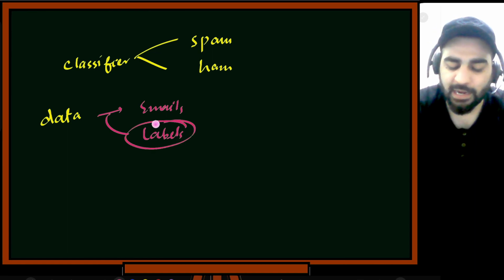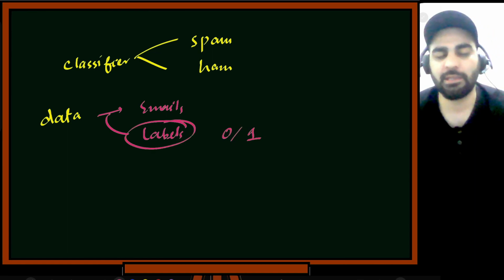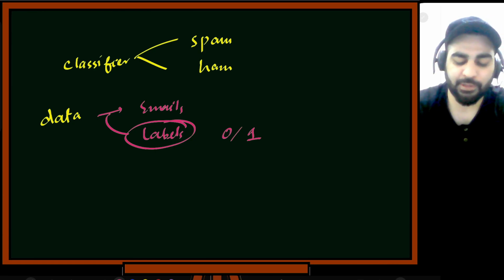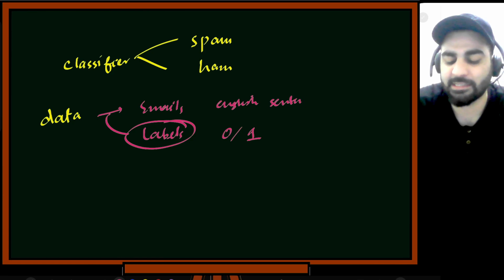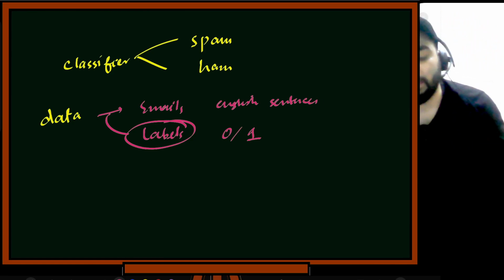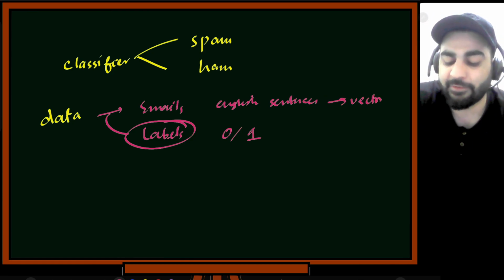For labels, we had direct numbers, 0 or 1. 0 means it is ham and 1 means it's spam. For emails, these were just English sentences, and I wanted to convert these words and sentences into some vectors so that I can feed them into some algorithm.